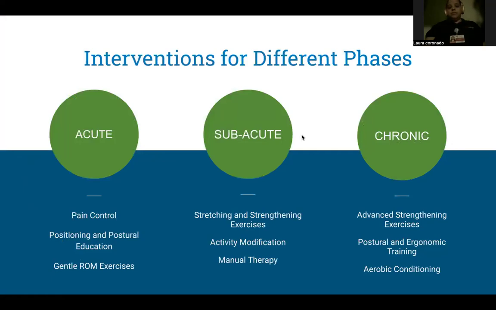So, interventions for different phases. In the acute phase, we want to focus a lot on pain control, postural education, and gentle range of motion exercises. With my patient, with pain control, obviously we like to put on the venom on her to promote that heat and the percussion that would relax her muscles and get her ready for treatment. We also focused a lot on postural education, promoting that posterior pelvic tilt.